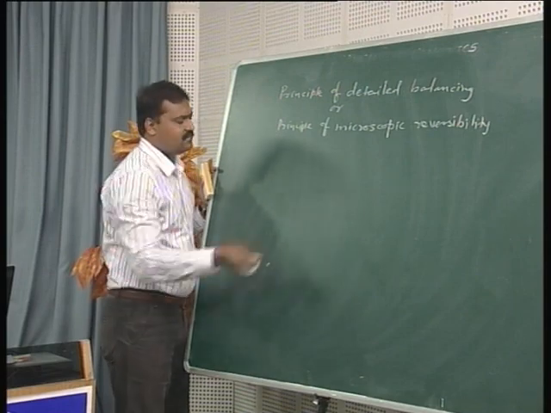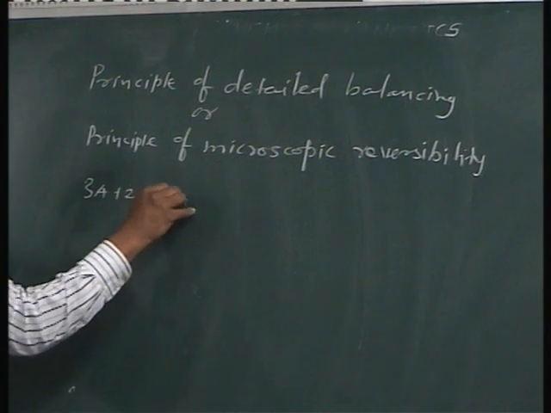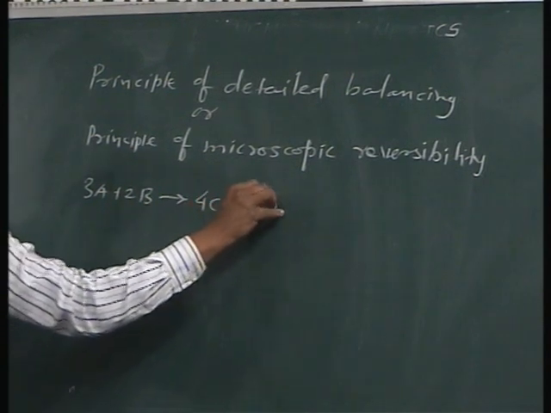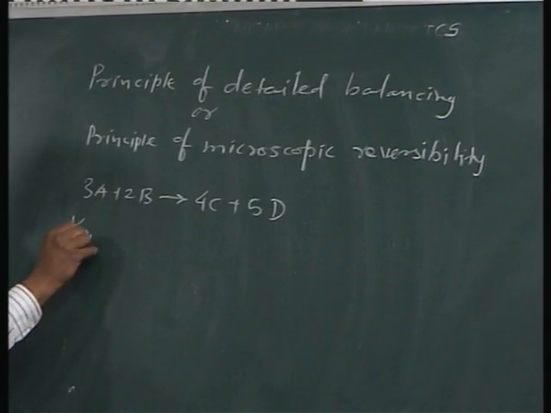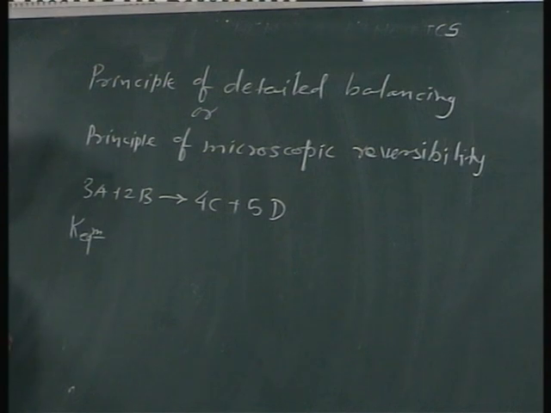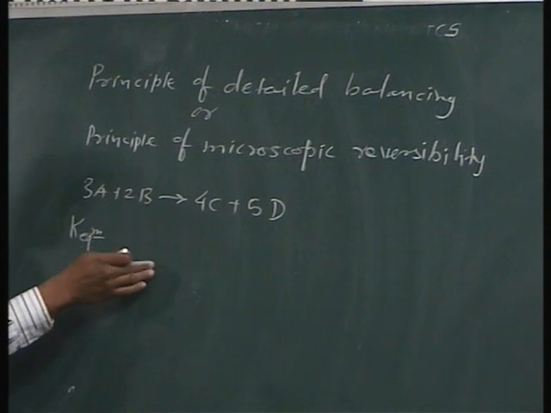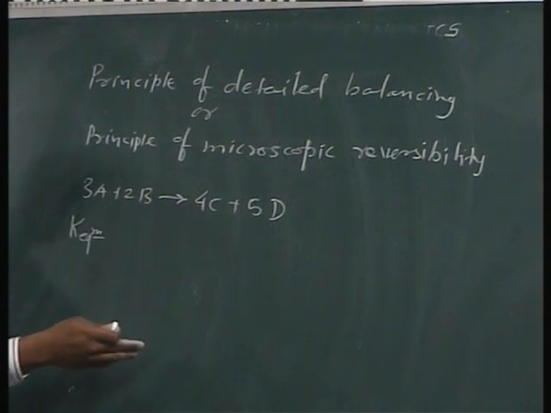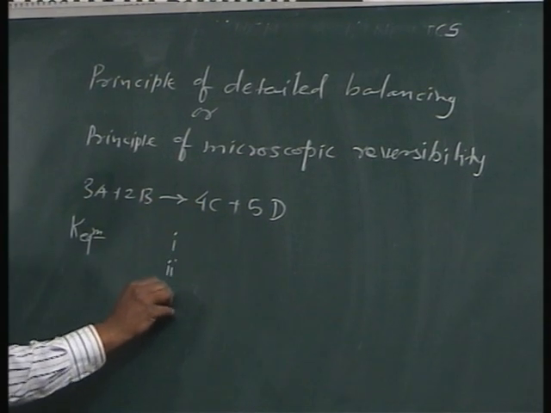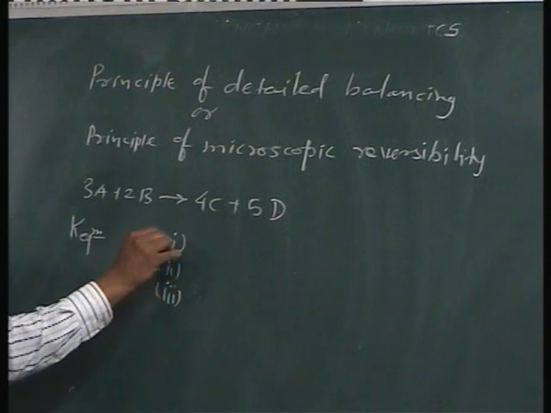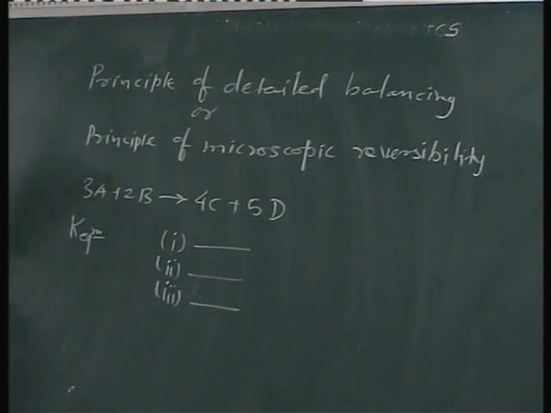Which kinds of constant? For example, this reaction 3A plus 2B to give 4C plus 5D. For the given reaction, there will be one equilibrium constant. Let it be K equilibrium. Now for the same reaction, as it is a complex reaction, it will have a combination of more than one elementary steps. Let this reaction proceed through three different elementary reactions. So there will be first reaction, second reaction and third reaction.